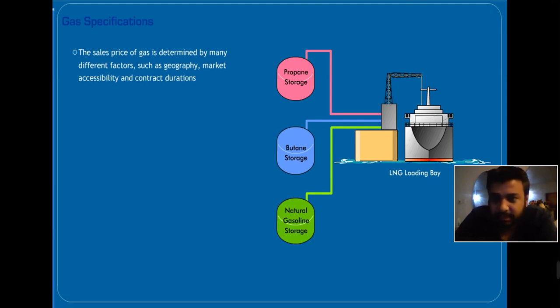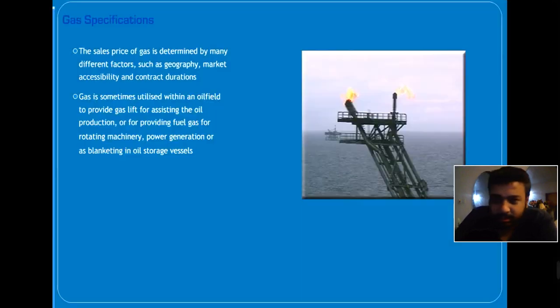So definitely the geography, the market accessibility, and the duration of the contract. Because, for example, if you are doing the contract for 1 year, the price of the gas will be different. But if the contract length is 10 years, then the price of the contract will be different for the gas. So these things definitely matter when you go for gas contracts.